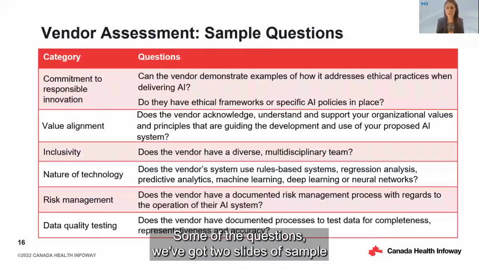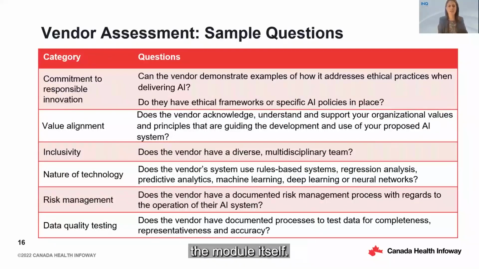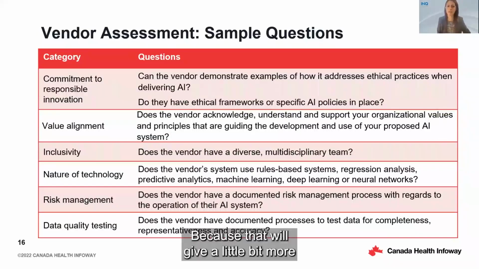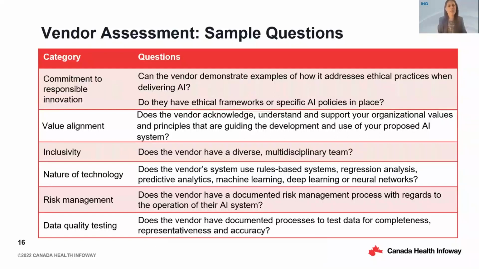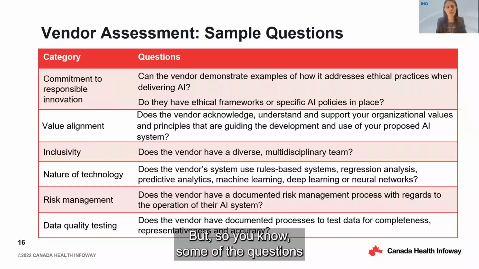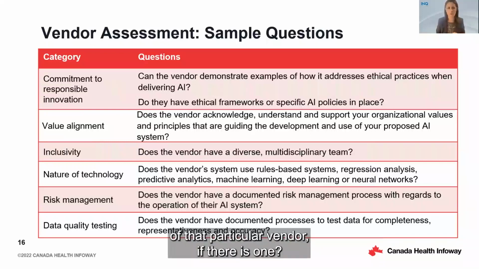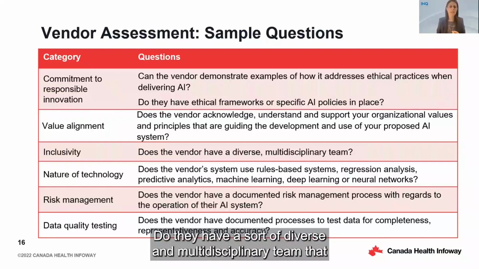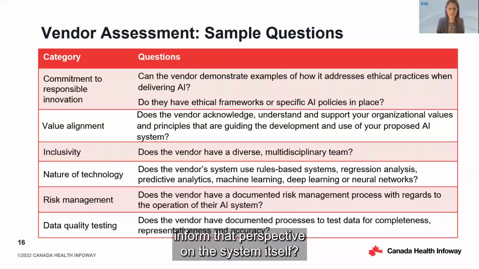Some of the questions, we've got 2 slides of sample questions that we want to go through, but I would very much encourage you to look at the module itself, because that will give a little bit more context for you and hopefully will be helpful in elaborating some of these questions a bit more. But some of the questions that we're looking at, for instance, include, does this vendor have a particular commitment to responsible artificial intelligence and responsible innovation? Can you look at the general supply chain of that particular vendor, if there is one, and is it aligned with your values? Do they have a diverse and multidisciplinary team that can support a broader perspective and really help inform that perspective on the system itself?